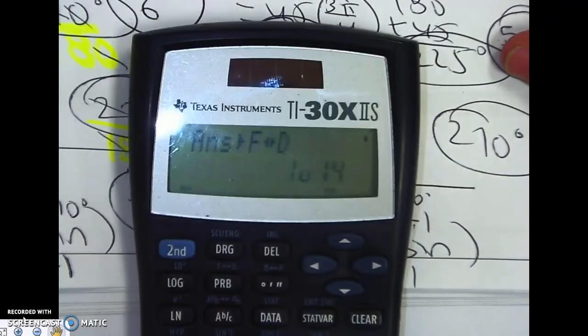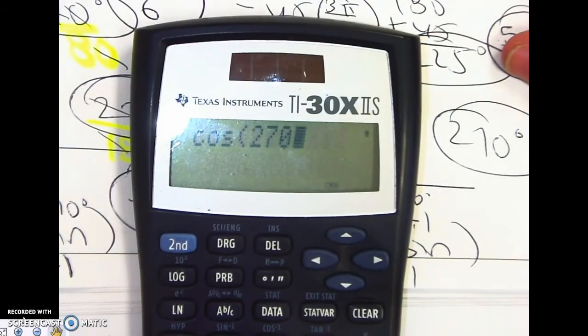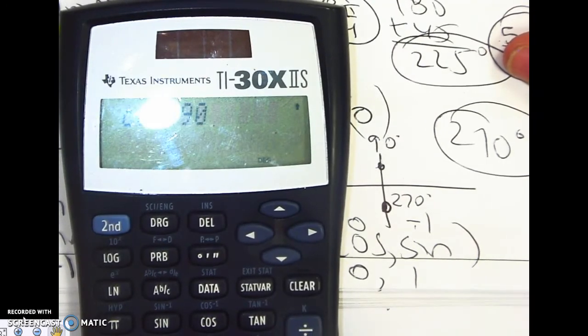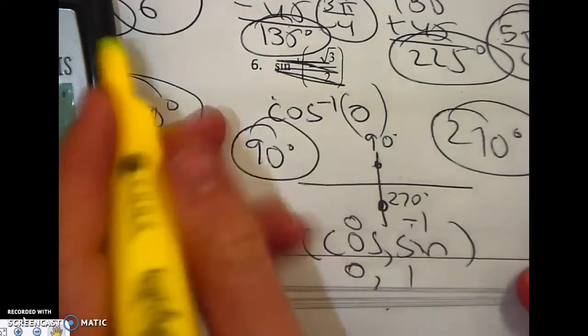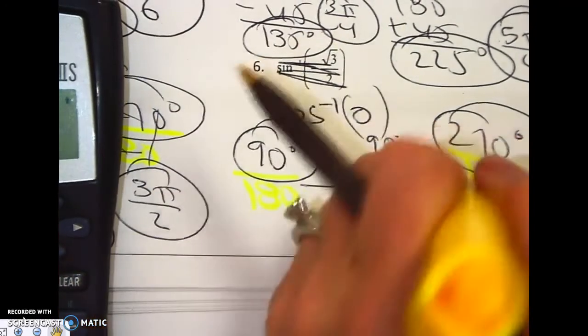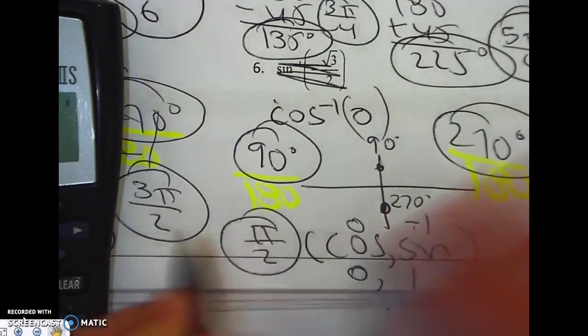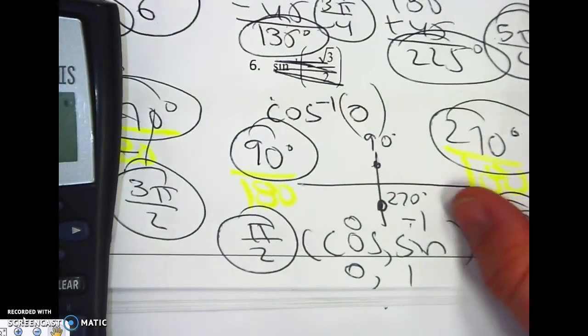If you don't believe me, you'll take the cosine of 270, and there's 0. You take the cosine of 90, and there's 0. Change it to radian mode, divide by 180. And that's pi over 2, and this one is 3 pi over 2. Hopefully that helped you out.